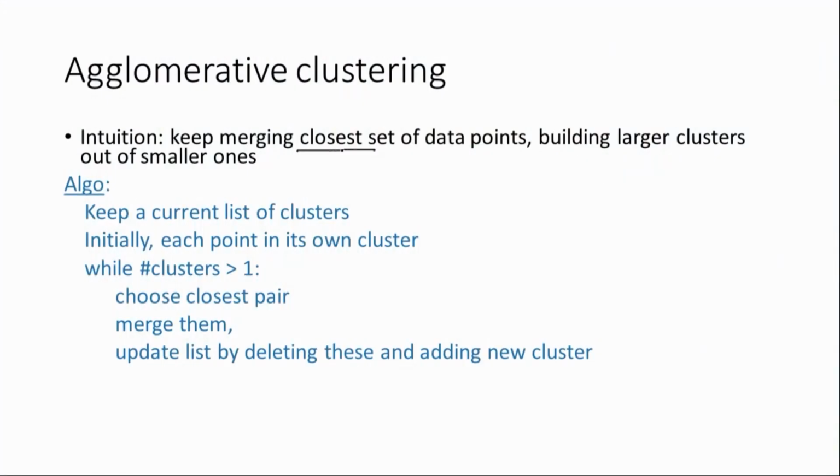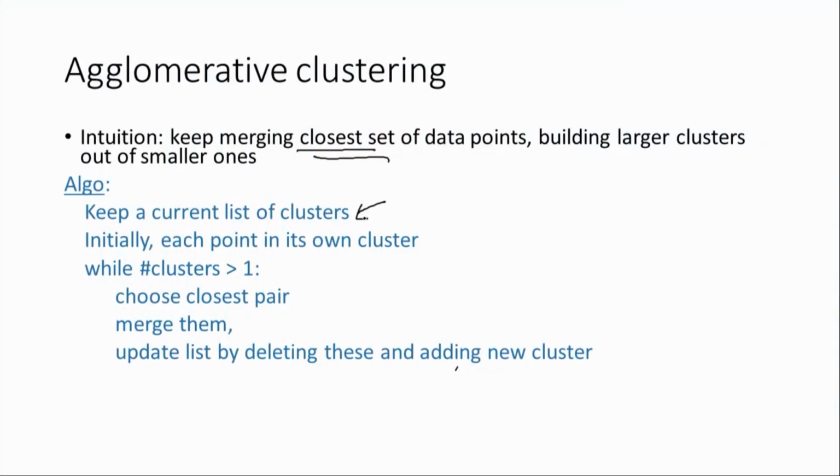Okay, so now let us look at these different variants and see what happens. Before we do this, this is the algorithm that we came up with. The basic intuition is that we'll keep merging the closest sets of data points, building large clusters out of smaller ones. The way to implement it is to keep a current list of clusters. You initialize it by saying that every point is in its own cluster. And while the number of clusters is bigger than 1, choose the closest pair. The closest pair could be one point and another point, one cluster and another cluster, or one cluster and one point.